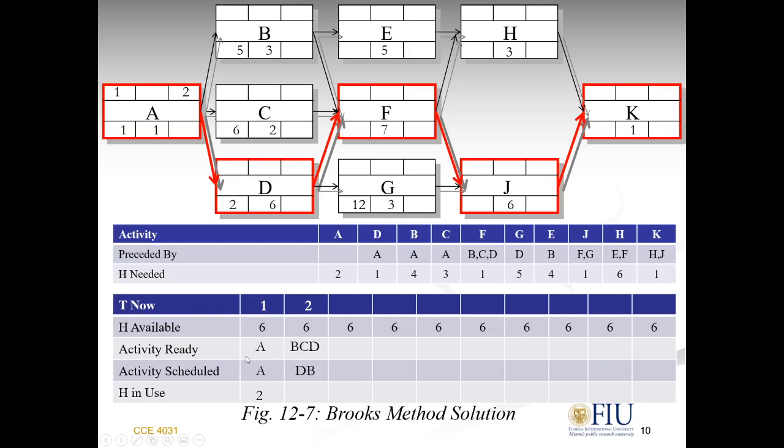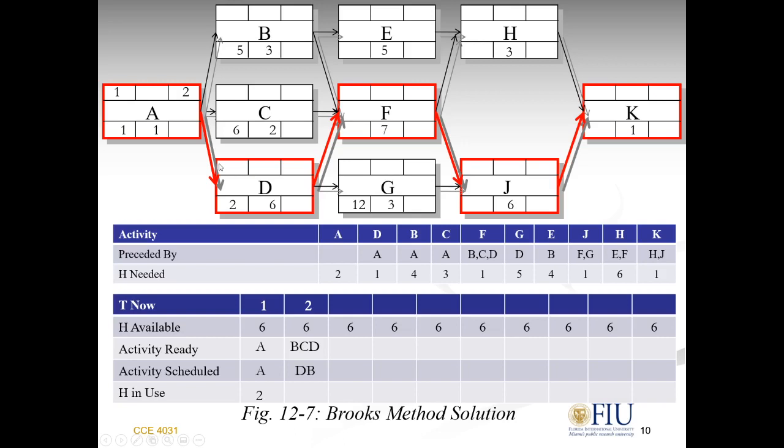Okay, let's repeat. Activity ready is after A. D, B, C. That's why we have here D, B, C. Activity scheduled, which ones I can actually start. I'm going to start 2 of the 3 to make sure that I am less than 6. 2 out of the 3 will be D and B. Now, the next step is D started and B started.